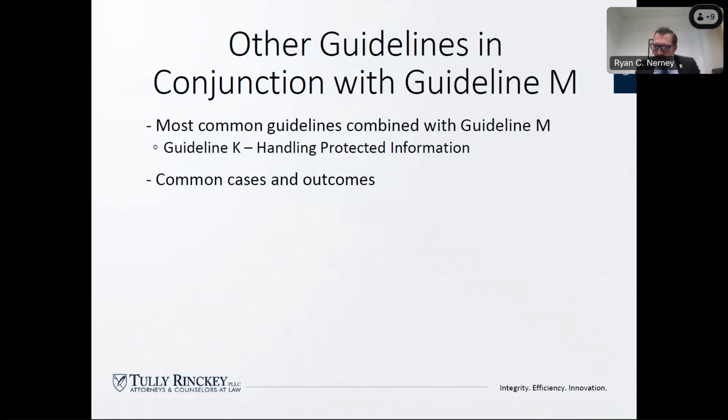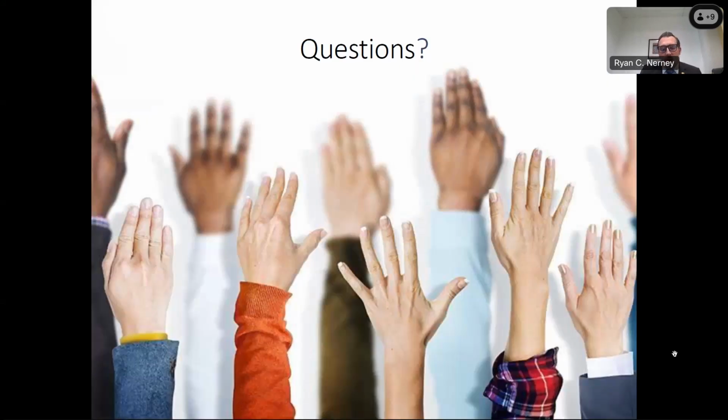So that's pretty much the gist of guideline M. As I said, there's 13 adjudicative guidelines under the SEAD 4 that the adjudicators look at in order to determine if somebody should obtain or maintain a security clearance. So those are the general things that we see for this.